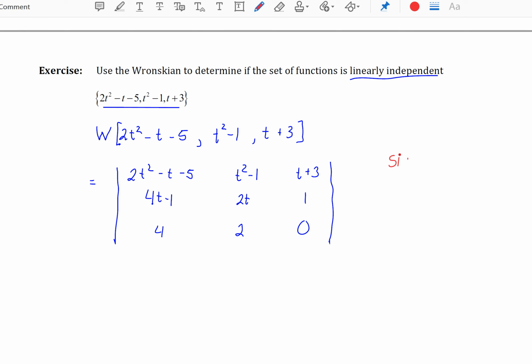I'm going to use the cofactor expansion technique. And also I need to recall the signs matrix. Remember, we're doing the cofactor expansion technique. It does not matter which row or column you expand upon. However, you generally want to use a row or column that involves zeros. So I'm going to choose to expand on this third row.